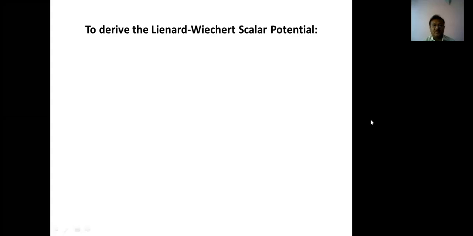Last week, we were talking about the Liénard-Wiechert vector potential, and there we started with the current density associated to a moving point charge, and we introduced a new type of Green function using the Kronecker delta function. We were able to derive an expression for the vector potential, which is called the Liénard-Wiechert vector potential.